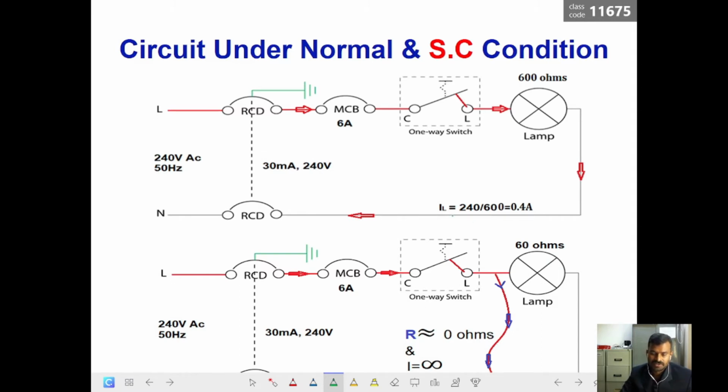In the same equation, the load current IL we can calculate as 240 divided by 0 ohms. Anything divided by 0 is almost infinite. Practically it is a very high current, and theoretically you can say infinite current. So when a very high amount of current is passing, the weakest part in this circuit should open. So here we have the MCB.